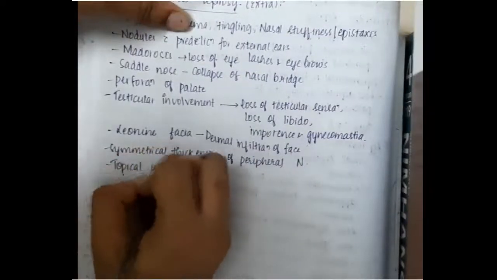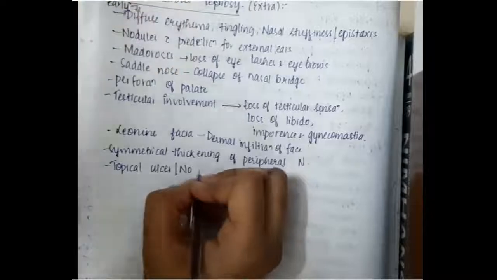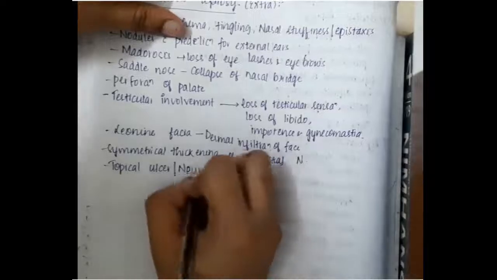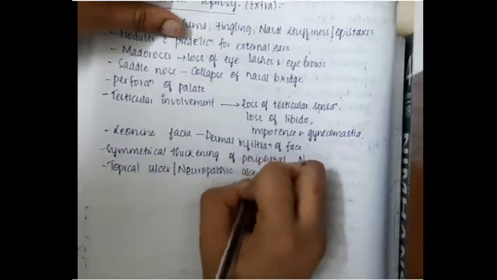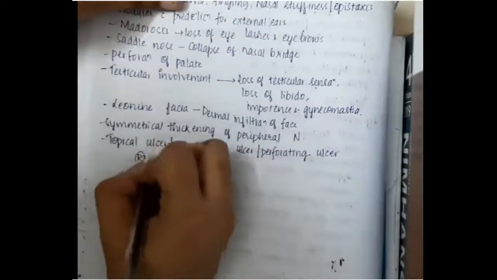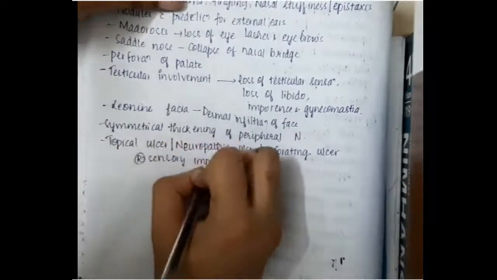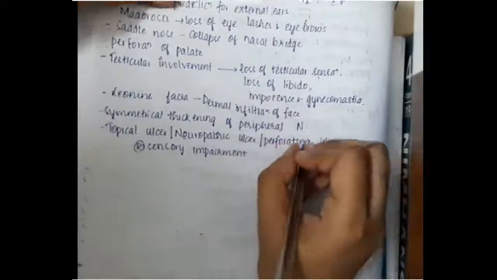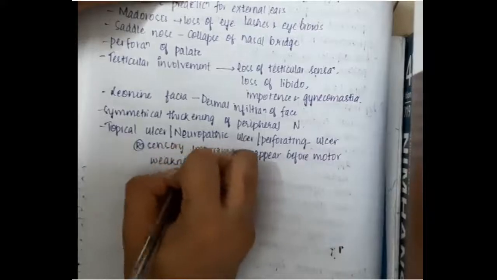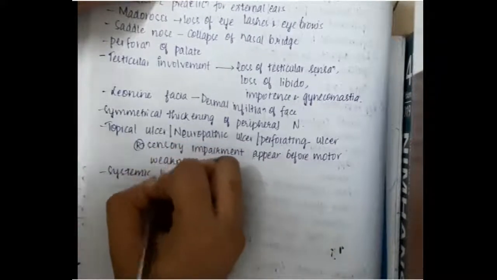Trophic ulcer or neuropathic ulcer, or perforating ulcers are seen. These are seen mainly because of the sensory impairment, because in lepromatous leprosy, sensory impairment occurs before the appearance of motor weakness.